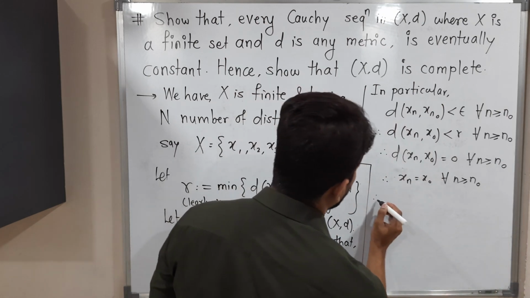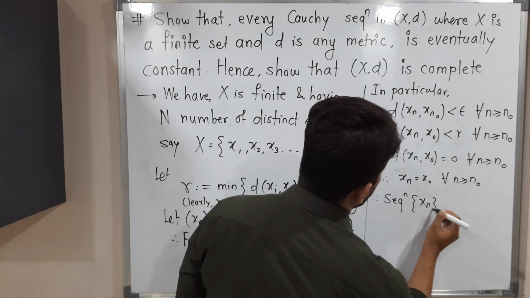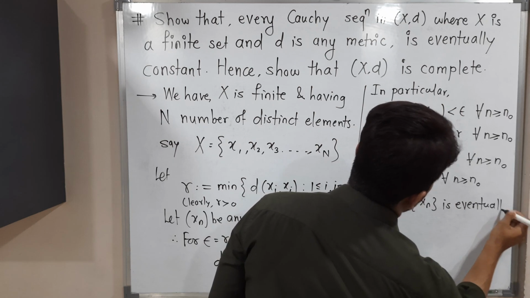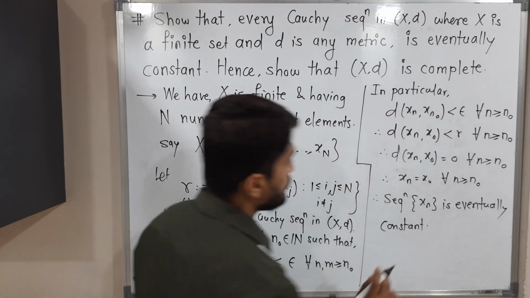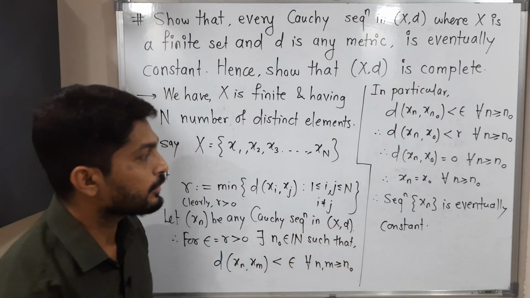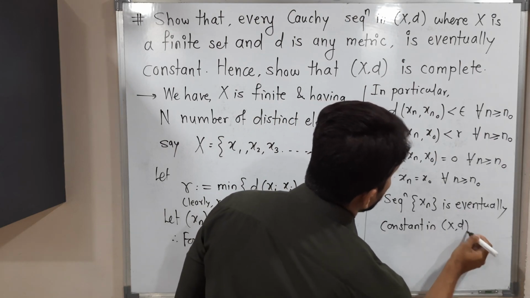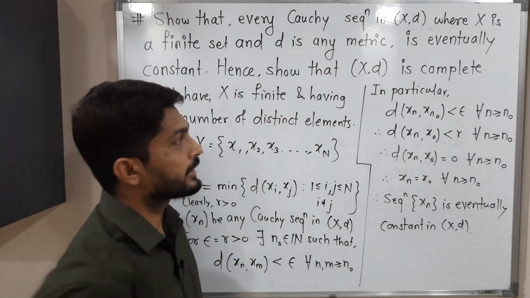So therefore I can declare, therefore sequence xn is eventually constant, okay. So in this way we proved if you take any Cauchy sequence in Xd, it is eventually constant in Xd. So the first half is done, that every Cauchy sequence is eventually constant in Xd.